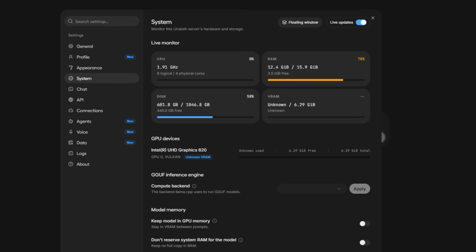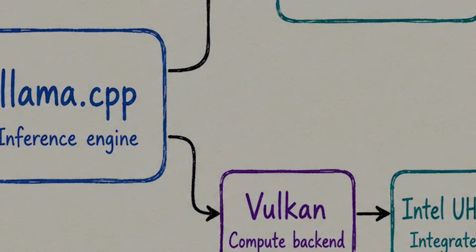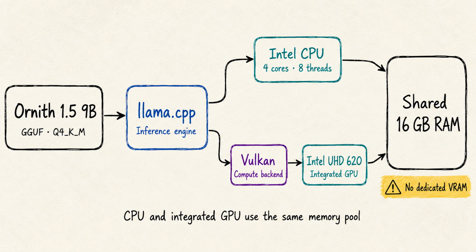Now the system page is where reality hits. It shows exactly what Unsloth detected on this laptop. 4 physical CPU cores, 8 logical processors, about 16 gigs of system RAM, and the only GPU is an Intel UHD 620. And here's the detail that matters. Unsloth displays about 6.3 gigs in the VRAM area, but this machine does not have 6 gigs of dedicated video memory. That Intel integrated GPU borrows from the same 16 gig system pool that Windows, the model, and everything else is already using. So it's not extra memory, it's the same memory just allocated differently.